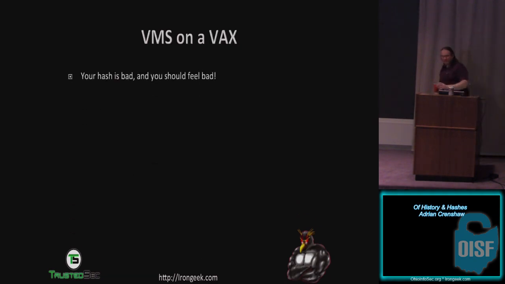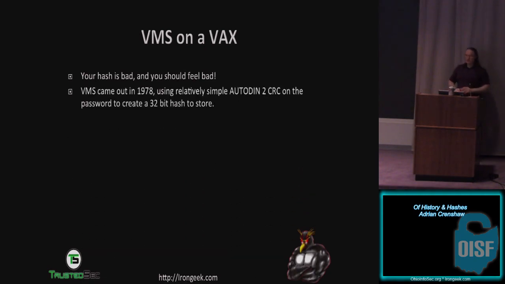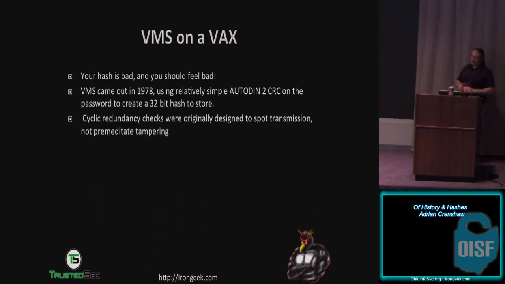That brings me to VMS on a VAX system. This is what the early hashing system was. This came out in 1978, and they used the relatively audio-dense CRC32 for creating a password hash. The problem with this is it's really easy to make collisions.